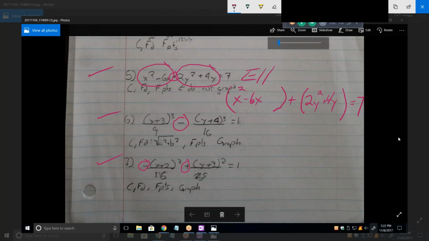All right, so we take half of the middle term and square, right? Half the middle term's coefficient. In other words, you're not taking half of 6x. You're taking half of negative 6. And so we get negative 3 squared, which is 9.